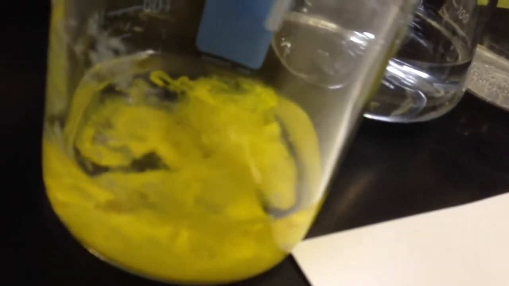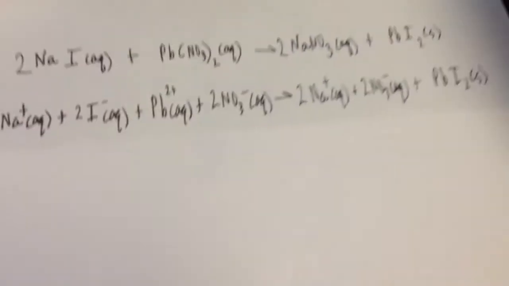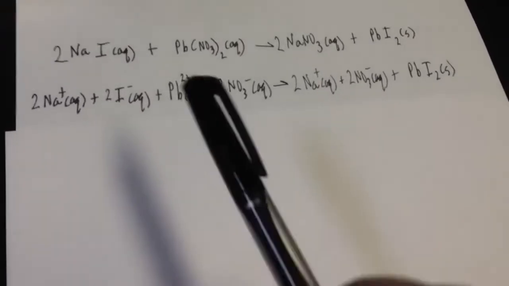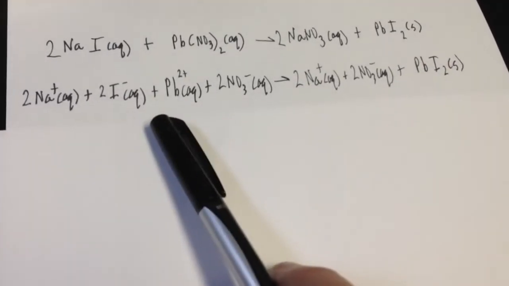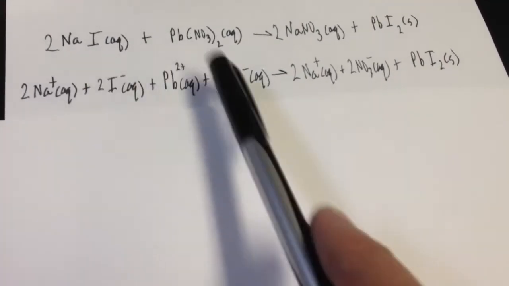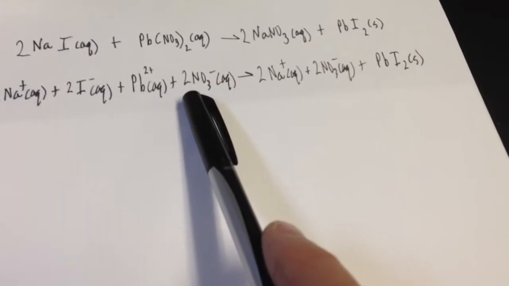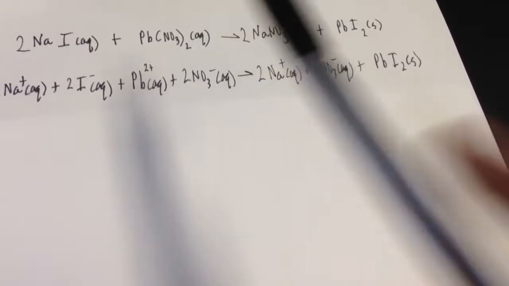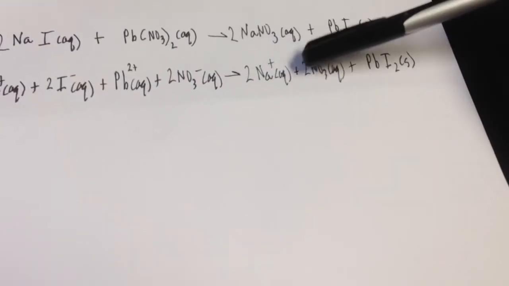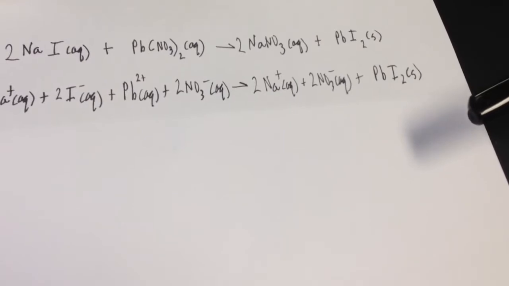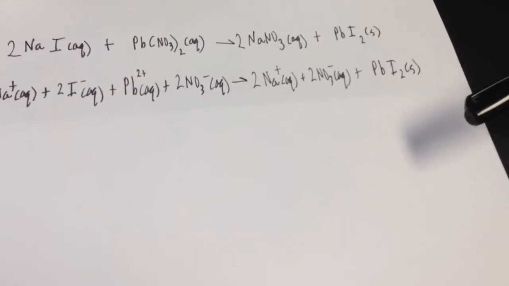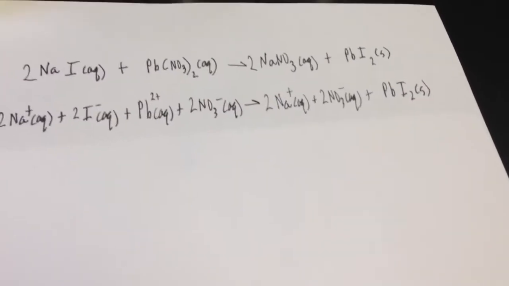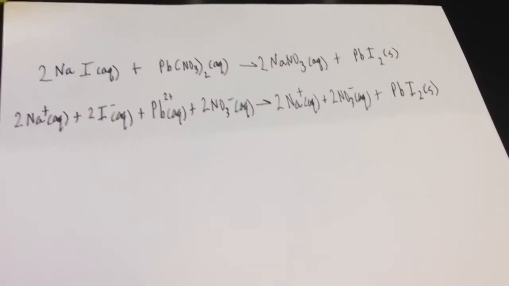Okay. Now, what I've also done for you is I wrote the ionic reaction, where we have 2 sodium ions and 2 iodide ions dissociated, a lead ion and 2 nitrates dissociated. That's what AQ means again. Those ions dissociate in water. The sodium and nitrates stay dissociated. They are soluble in water, and the PbI2 sticks together. It is insoluble in water, so it's a solid.